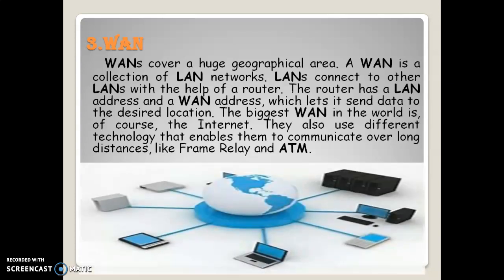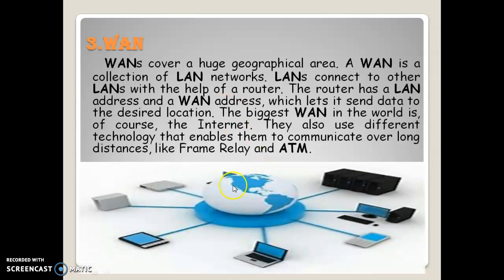So here is an example of a WAN: across the globe you can have multiple devices, and those multiple devices can be connected to each other, and that can be formed by WAN only. So these are the three basic types of computer network. There are also some more types, like PAN, but we will cover that in a separate video.